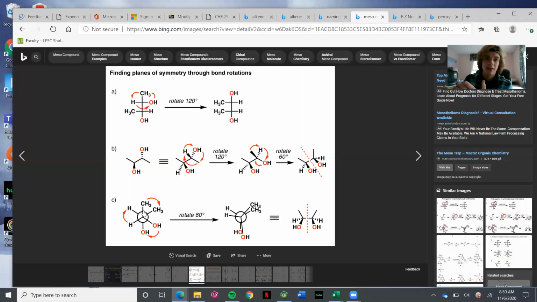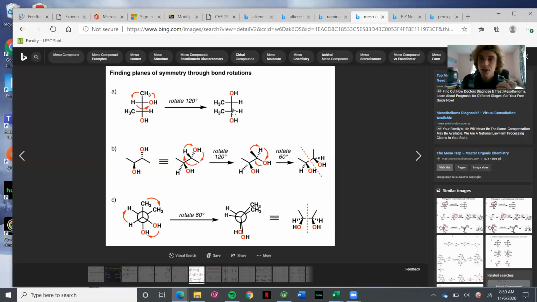And then here's an example with a Newman projection where you rotate 60 degrees, and then when you redraw it in its stick and ball formation, you can clearly see that it's a meso compound. So yeah, I would say the stick and ball formation, the dash wedge sawhorse, I guess it's called, is the best way to visualize if it's got a mirror image.